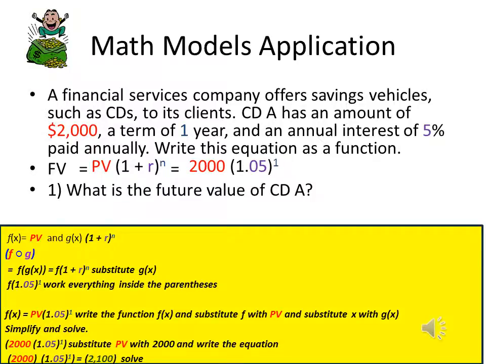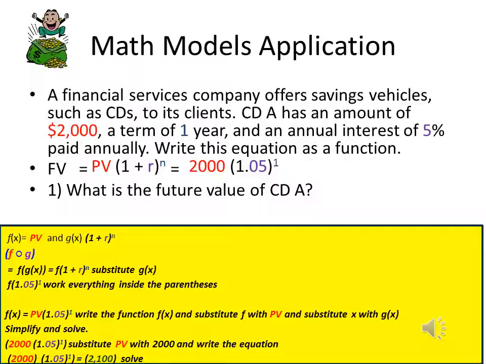Okay, we are still on the financial problem, and I hope that you did your brainstorming and that you got all of your functions and everything that you need in your head and on your paper. Alright, let's read it again, and let's plug in the formula again so we'll know what we're working with. A financial service company offers savings vehicles such as CDs to its clients. CD A has an amount of $2,000, a term of 1 year, and an annual interest rate of 5%. I want you to write this equation as a function.